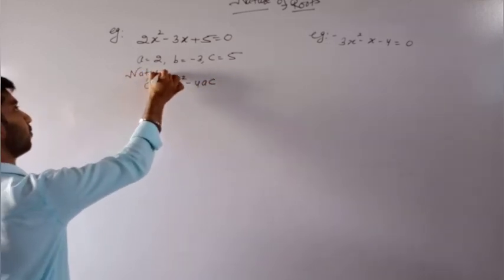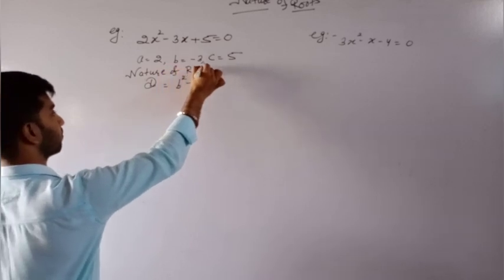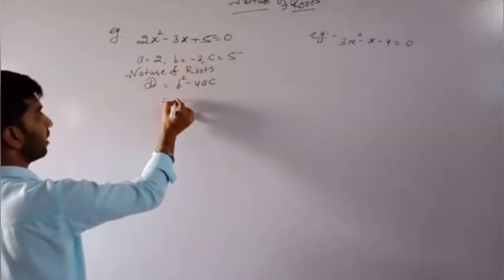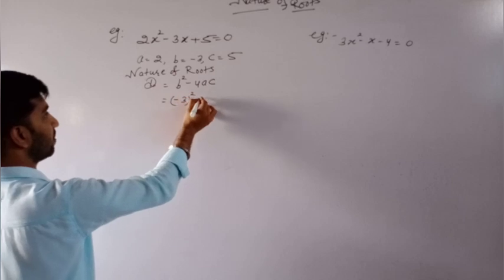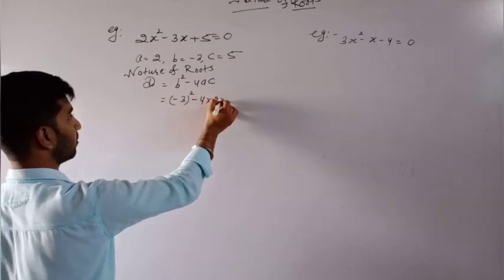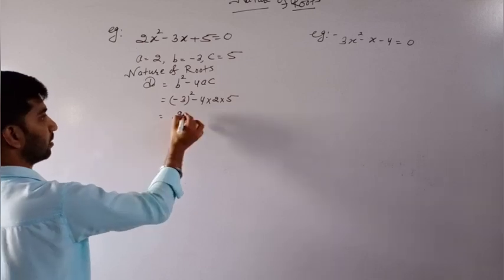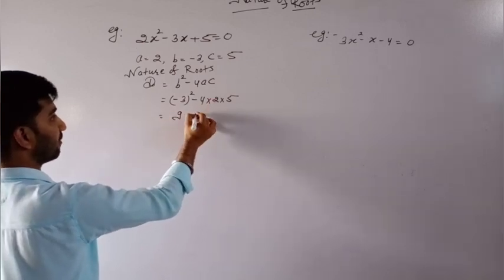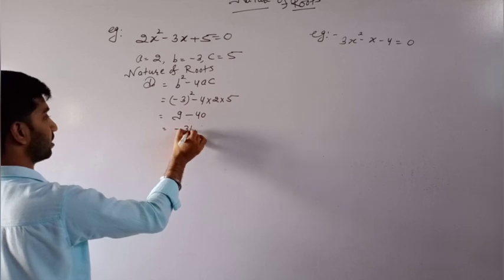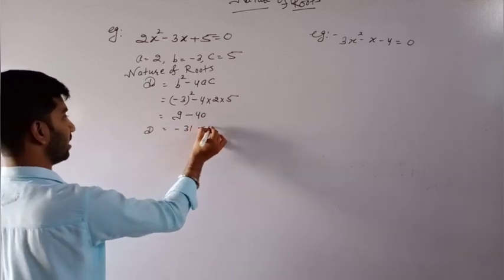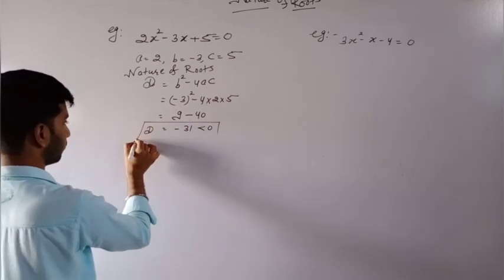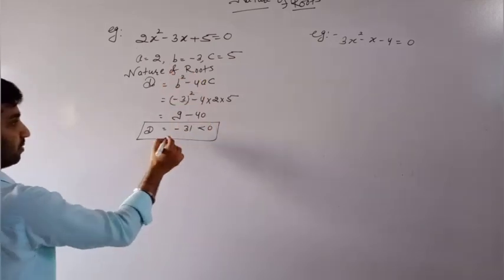We are trying to find the nature of roots. The value of b is minus 3, minus 4 multiplied by a, which is 2, multiplied by c, which is 5. Square of minus 3 is 9, minus 4 times 2 is 8, 8 times 5 is 40. The value is minus 31, which is less than 0. Negative.